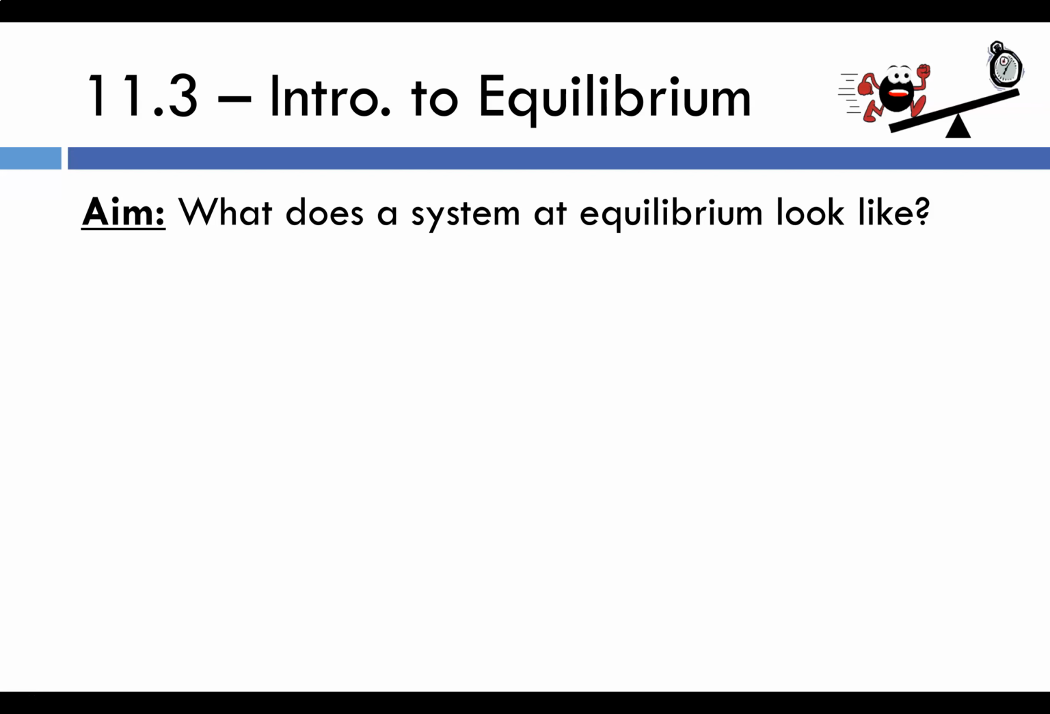Today we're going to talk about what an equilibrium system looks like. We are going to kind of transition out of kinetics, where we're studying the rates of chemical reaction. We're going to try to apply that concept to these reversible equilibrium systems.